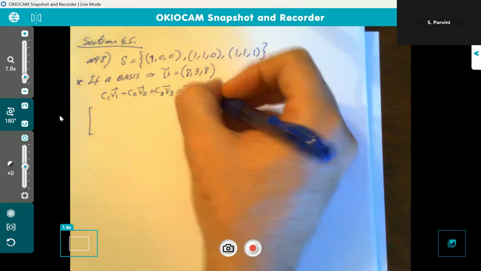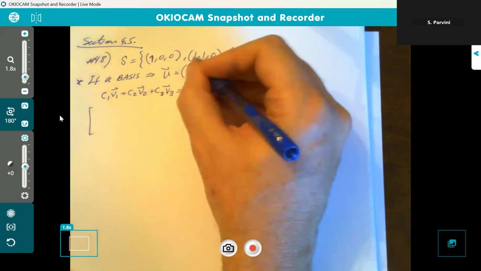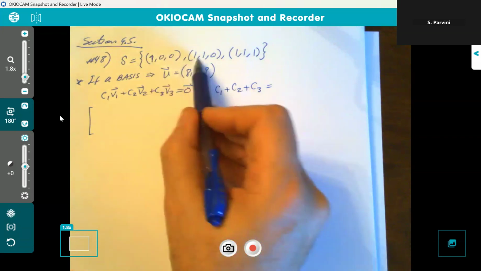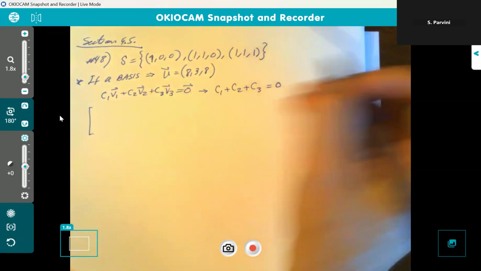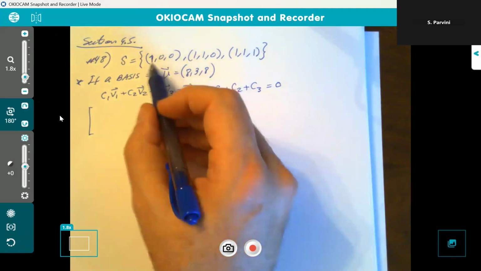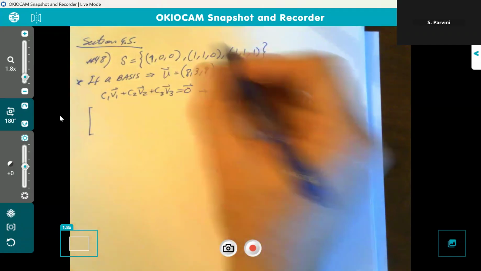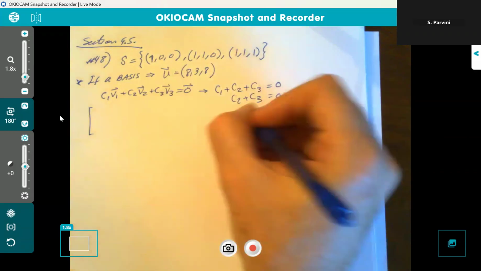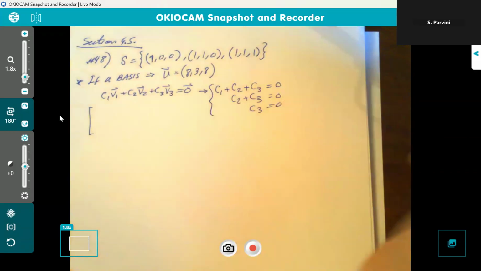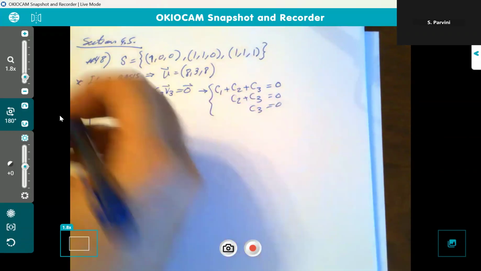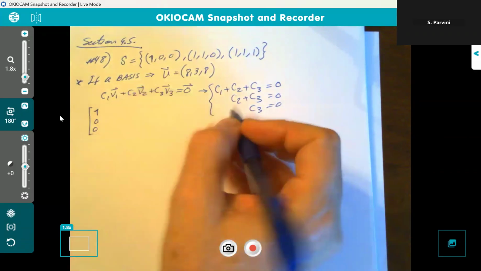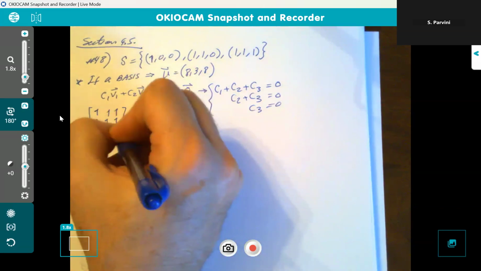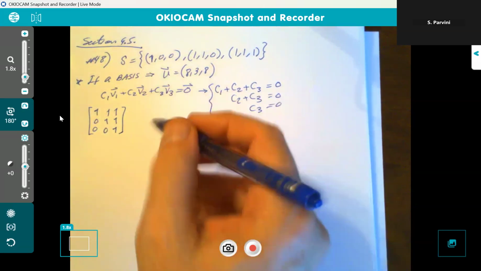Let's see, C1 plus C2 plus C3, right? The first component must be 0. And then C2 plus C3 is equal to 0. And finally, C3 is 0. So here's my system. As you can see for this one, the matrix form is 1, 0, 0, 1, 1, 0, and 1, 1, 1. Right, that's what the matrix form looks like for the homogeneous system.